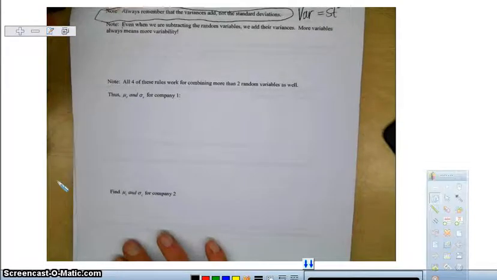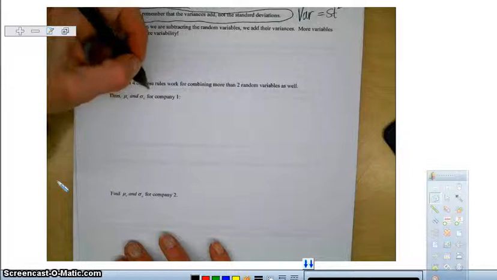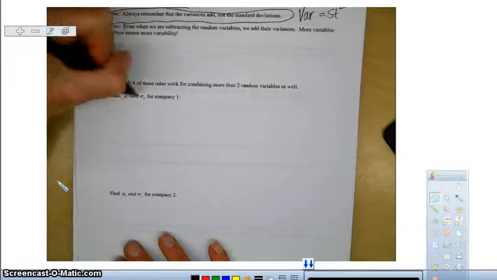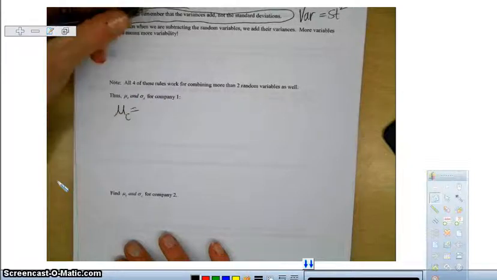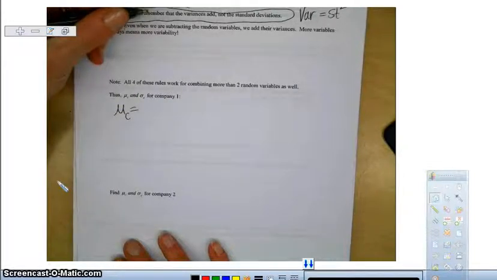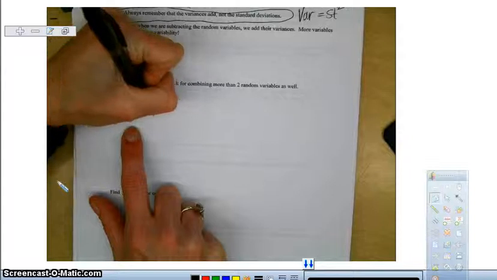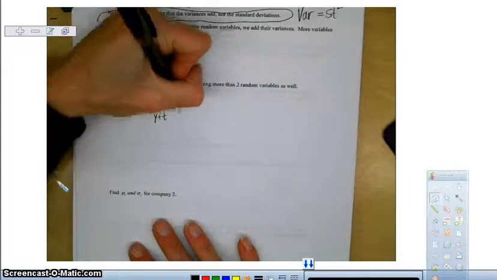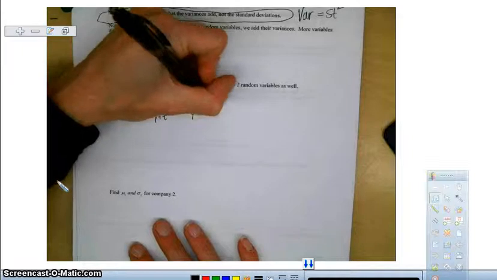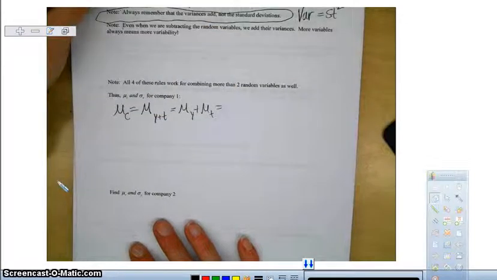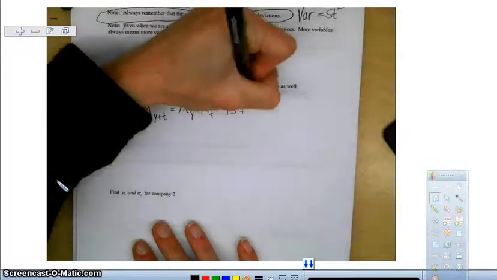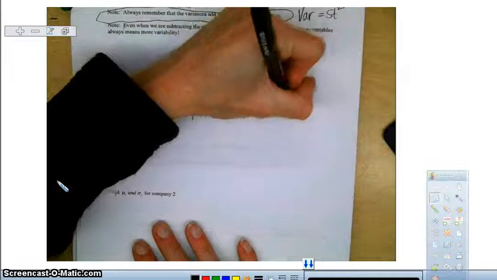So what we'd like to do now is use these rules to find the mean and standard deviation of the cost for company 1. The mean of the cost is the mean of y plus t, which is the mean of y plus the mean of t. And what's the mean of the cost of a trip for company 1? That was $13. And the mean of a tip is $1.50, to give us $14.50.